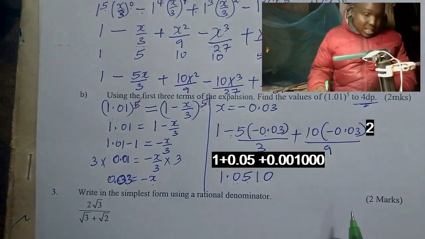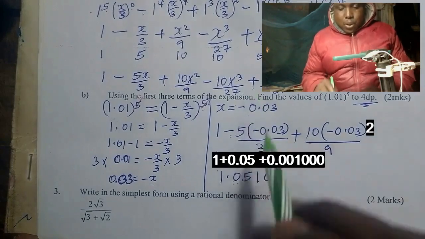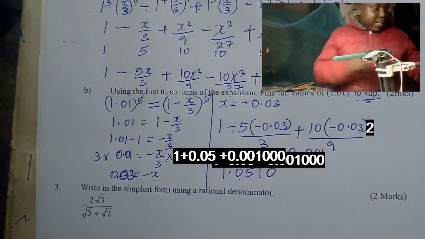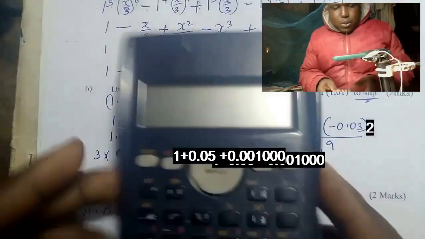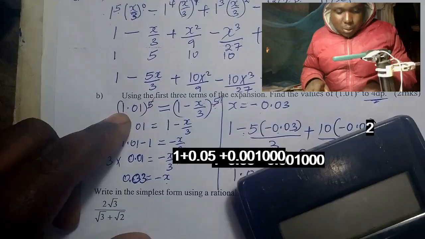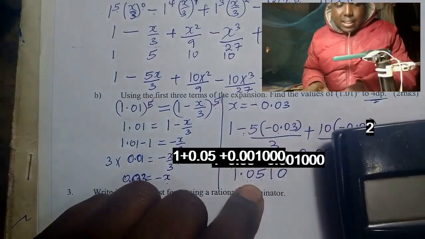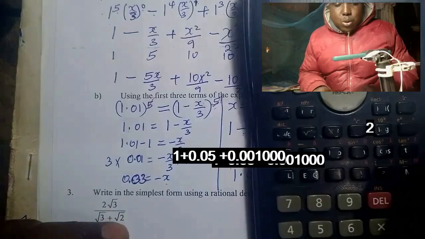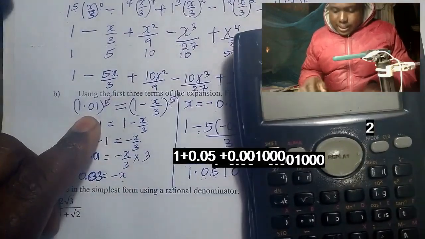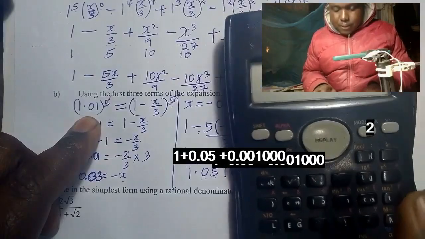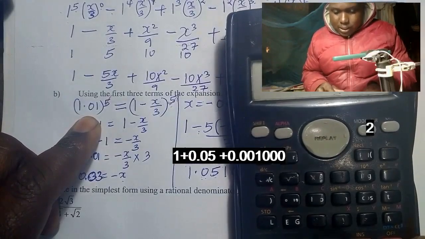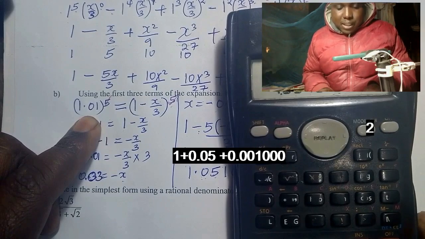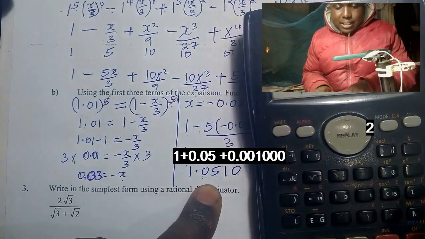And after you are finished, you need to check whether your expansion was okay, whether your answer is fine. What do you do? You bring your calculator. Where is my calculator? See here. Then you confirm that actually 1.01 raised to power 5, the answer is this. You need to confirm and mark yourself before you are marked. So you put 1.01 raised to power 5 on your calculator, and then you confirm that you have done the right thing. Very good.